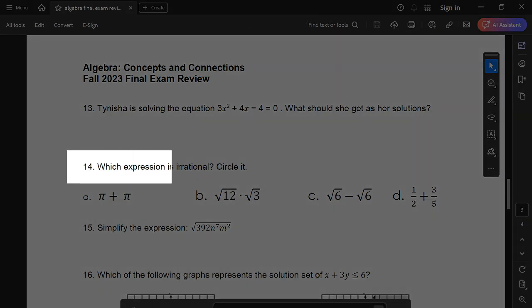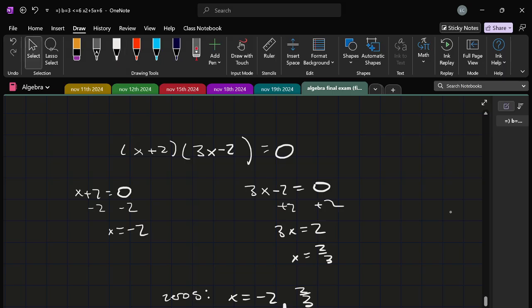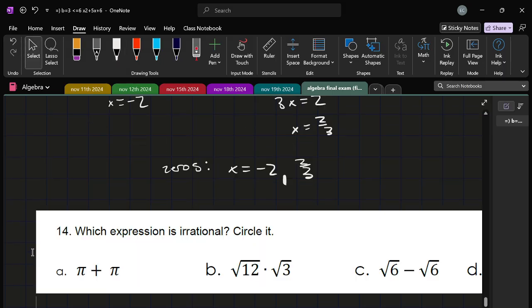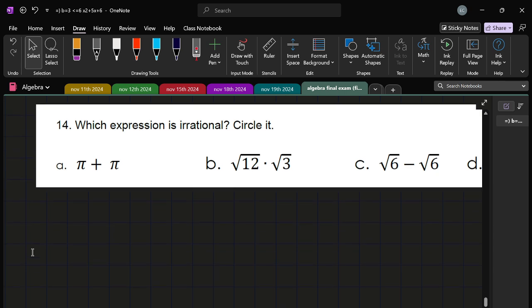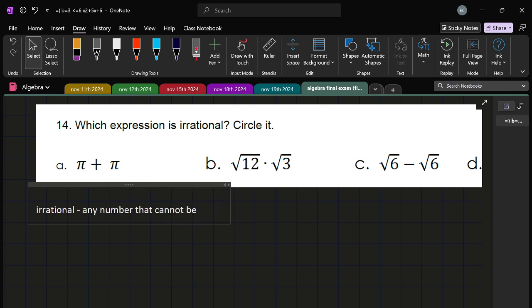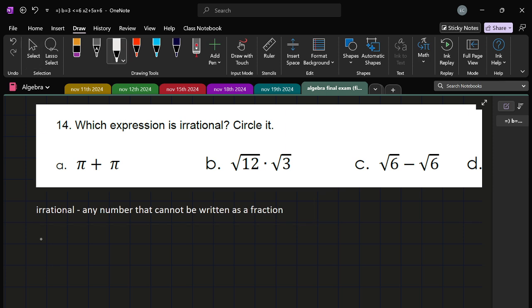Number 14. Which expression is rational? Looking over these again. Let us review the definition of an irrational number. An irrational number is any number that cannot be written as a fraction. So we know pi can't be written as a fraction. Pi plus pi can't be written as a fraction, so this one is irrational.